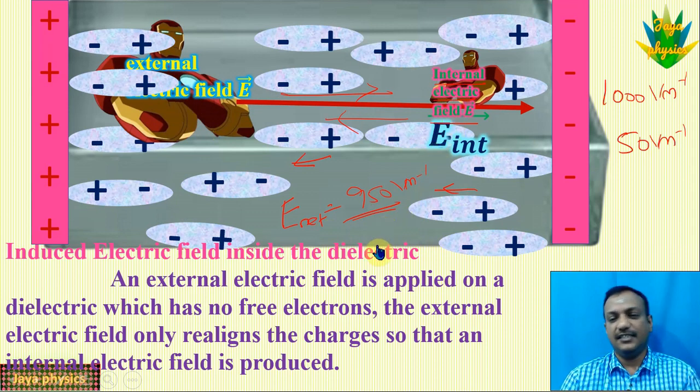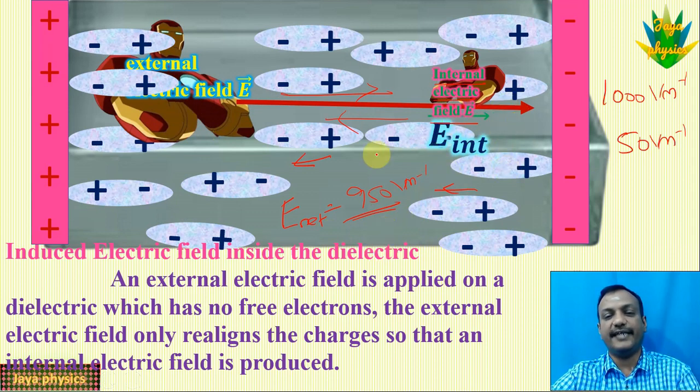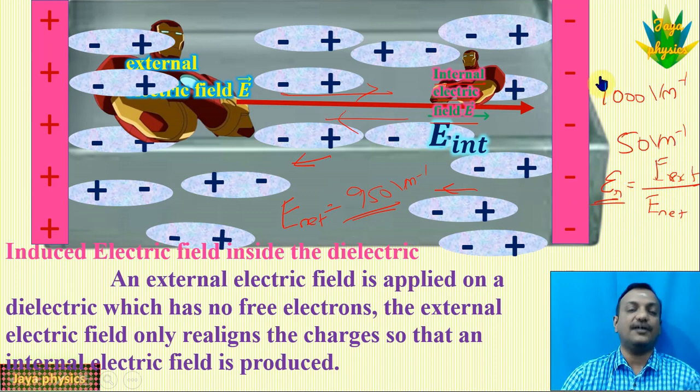Is it clear, children? Suppose you want to define what is meant by dielectric constant. We have already studied the dielectric constant, epsilon r. Do you know what the dielectric constant is? It is simple. The ratio between the external field, the field I applied, to the net field is known as the dielectric constant epsilon r.